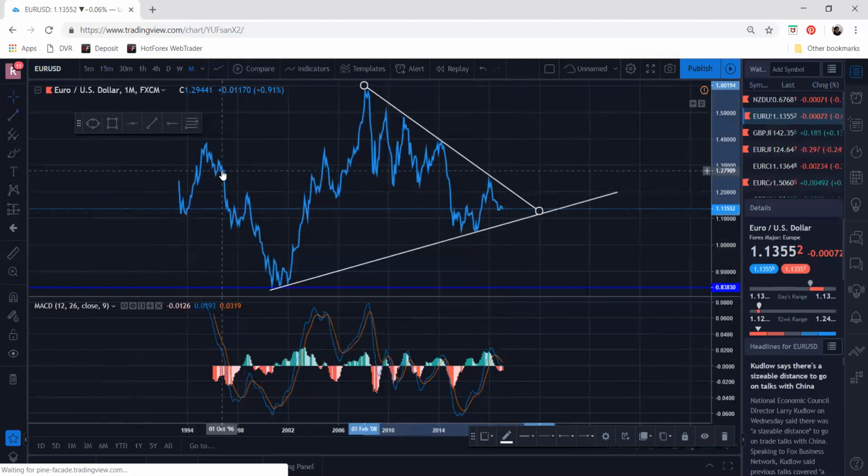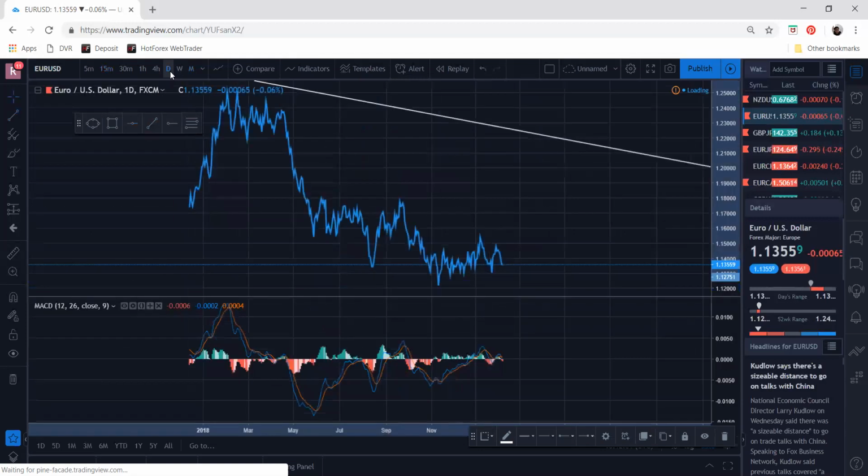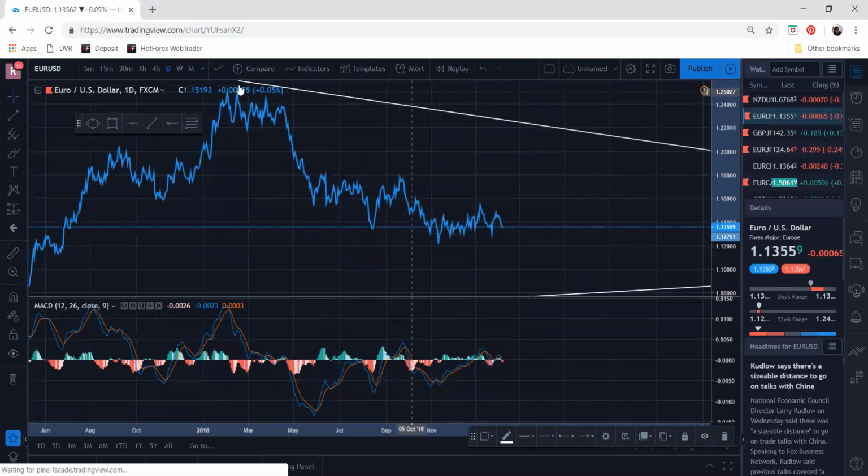So you see basically what's happening overall, the overall trend. As we come down in the time frames, we get the more recent trend. So again, we can look at this and see, okay, this is what is happening right now.